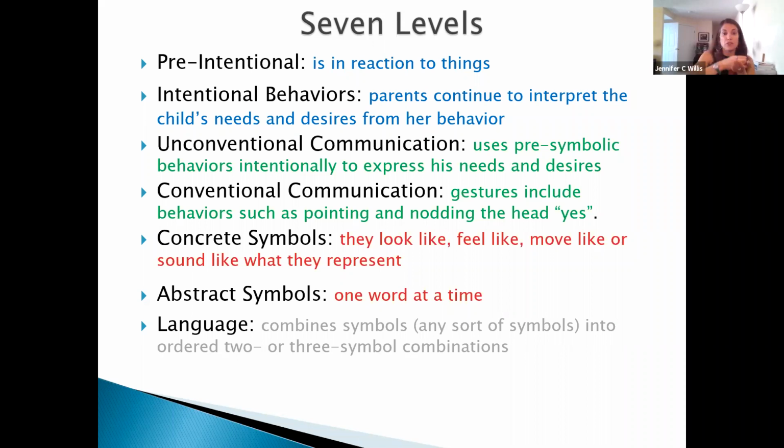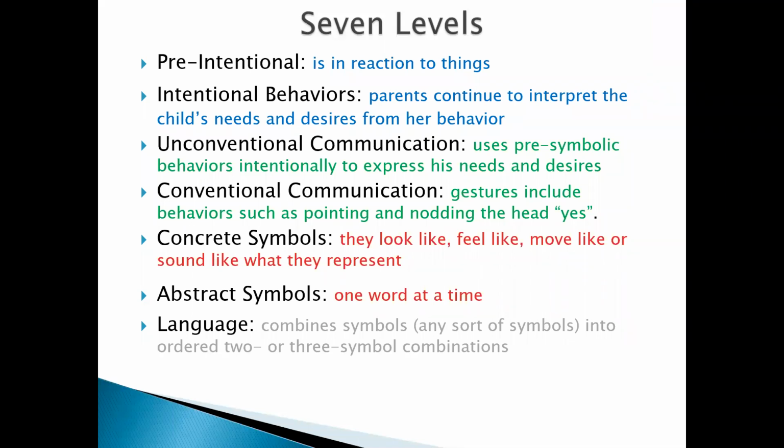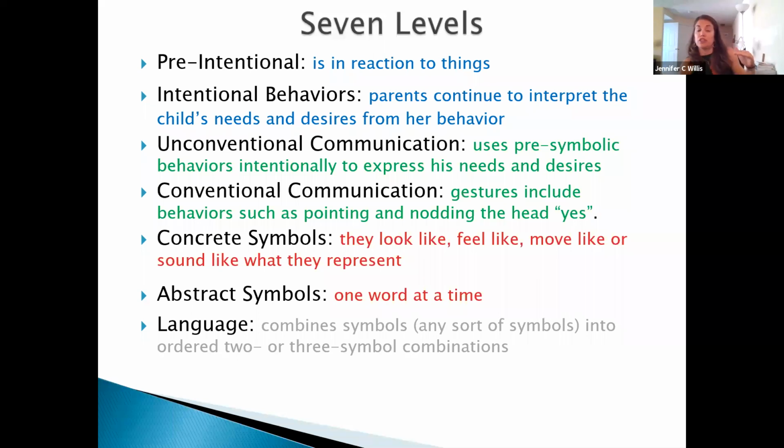When you put your child's cup on their tray and they shove it off because they don't want it, they're not necessarily telling you they don't want it directly, but they're doing something to either get or reject to get their needs met. Then if we look at the 3rd level, we're using those behaviors intentionally. So now, instead of maybe just knocking the cup off the tray, your child throws the cup at you or hands it to you. So we're still using some behaviors, but we are directing them at somebody to let them know what we need. Grabbing mom's hand, pulling somebody, you know, to let them know what you want.